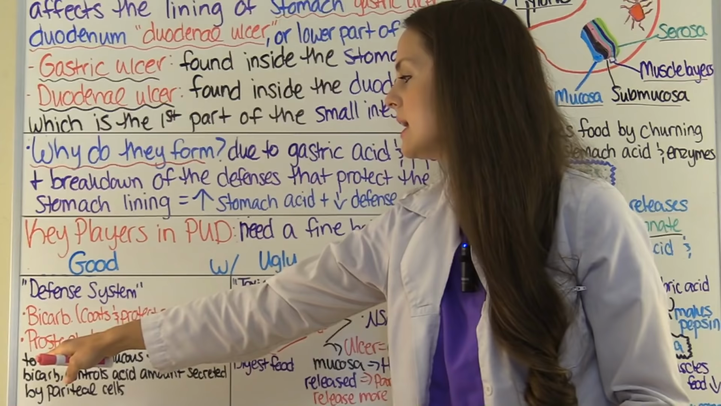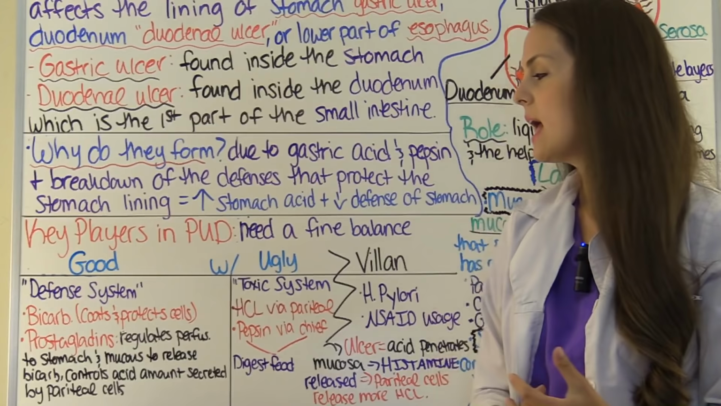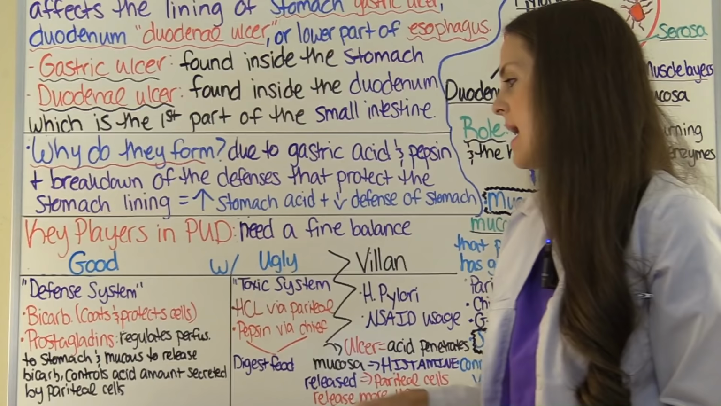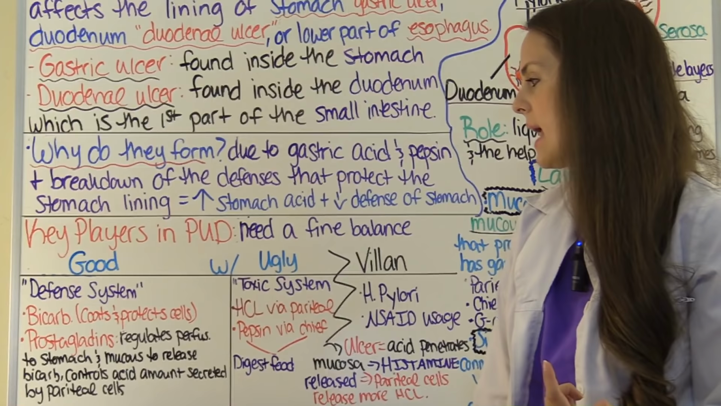Then the next key player is the prostaglandins, and these have a very important role. They do several things. They regulate perfusion to the stomach, so we want good perfusion to the stomach so the cells can work and do their job. Decrease perfusion, things can break down, not good. And it regulates the mucus to release bicarb, so it plays a role with that. And it controls the acid amount secreted by those parietal cells.